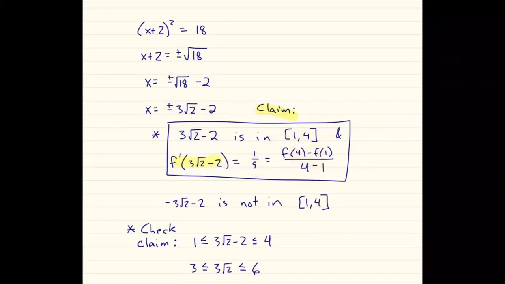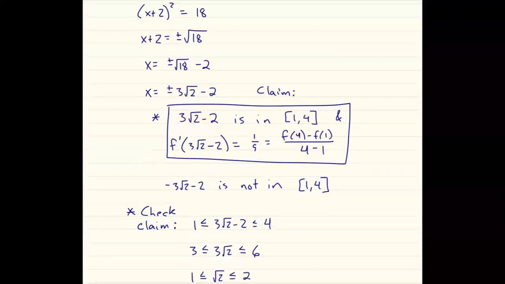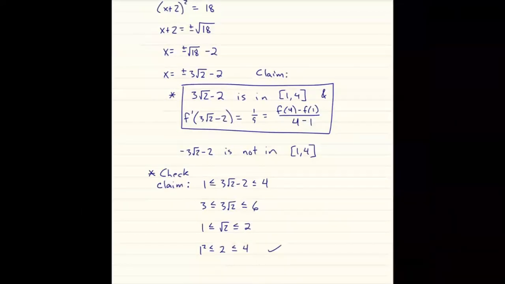F prime of a number equals the secant line slope. Our tangent line slope is equal to our secant line slope through this one. So we found the value that does that. I've claimed that this number here is in this interval. Now, if I have a calculator, I can show that pretty easily. If I don't have a calculator, I can still do it, right? Here's a nice way to see that in case you don't have a calculator handy.